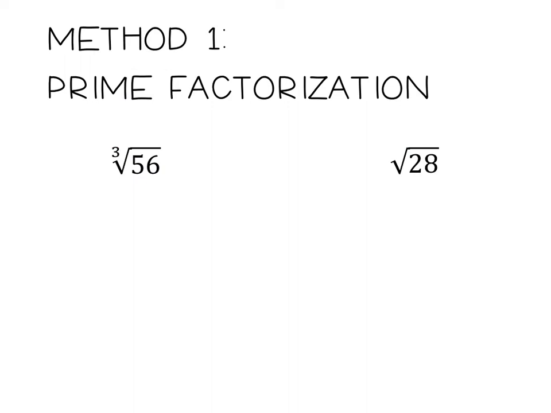Now I want you to practice some on your own, and then we'll go over them together. Okay, so first we're going to look at the cube root of 56. I'm going to start by doing that prime factorization of what's on the inside. 56 is even, so I know it can be divided by 2. So that's 2 and 28. 2 and 14. 2 and 7. Now I have all prime factors. So my prime factorization is 2 times 2 times 2 times 7.